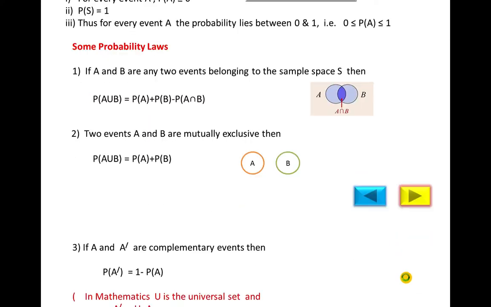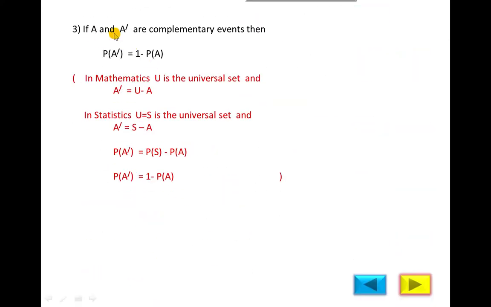And the third law: if A and A dash, read as A complement, are complementary events, then the probability of A complement is equal to 1 minus the probability of A. You know that in mathematics U is the universal set and the complement of A is equal to U minus A. Same as in statistics, instead of U we are using S, the sample space, as the universal set.